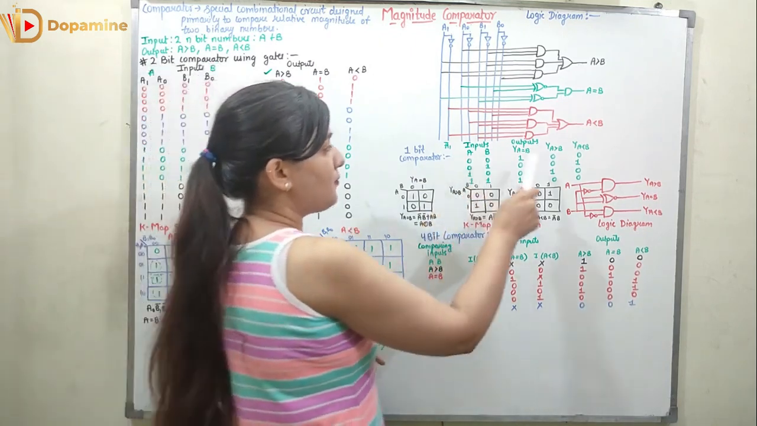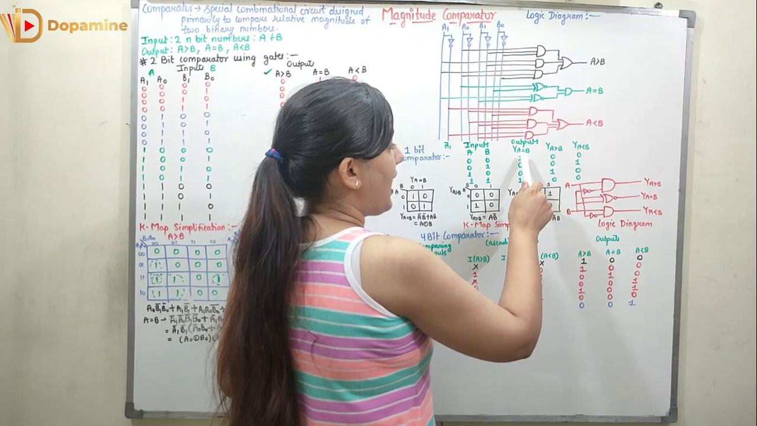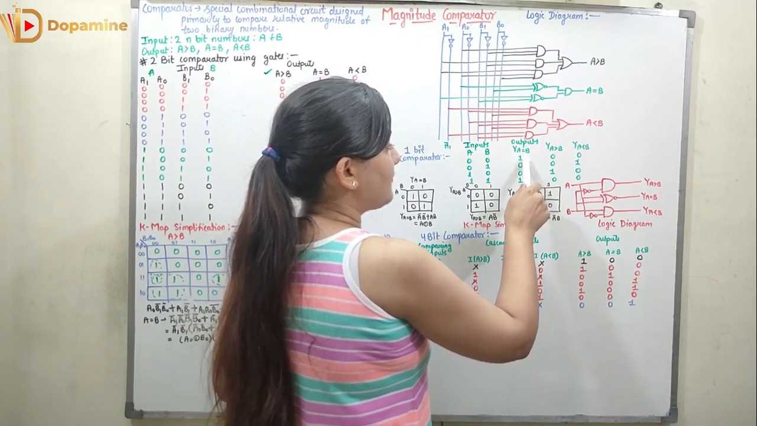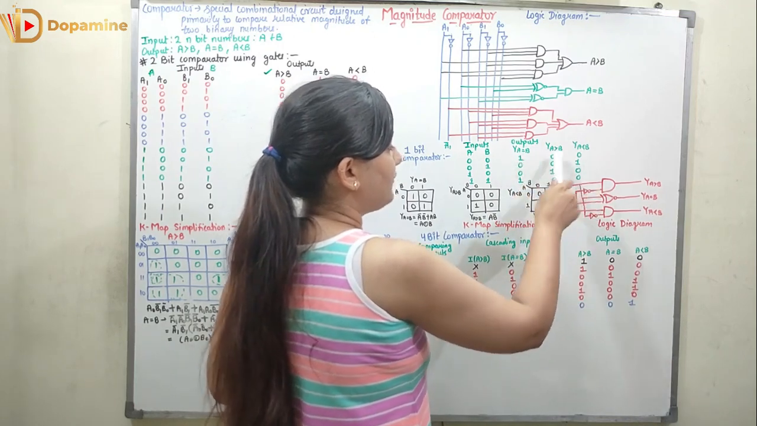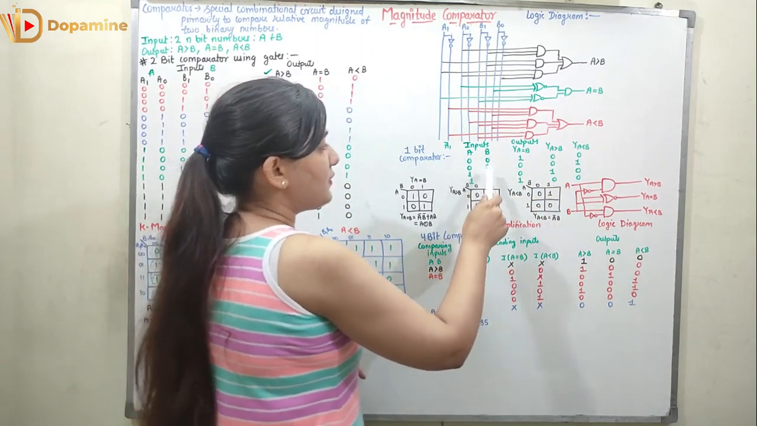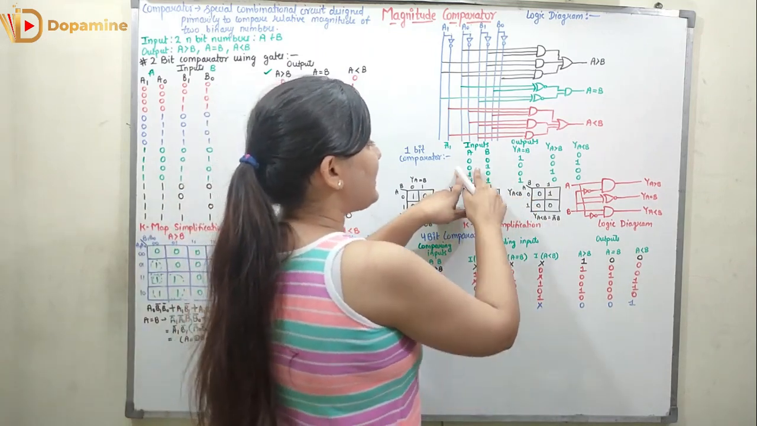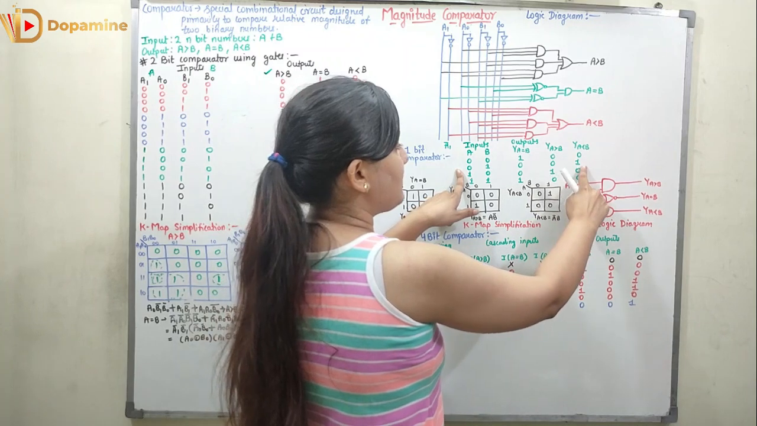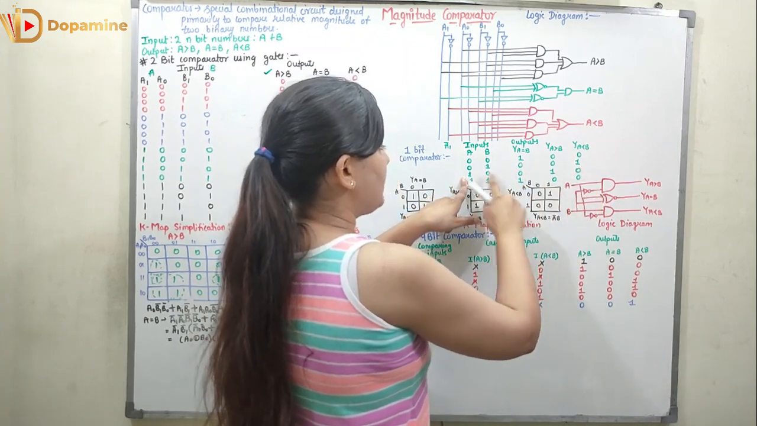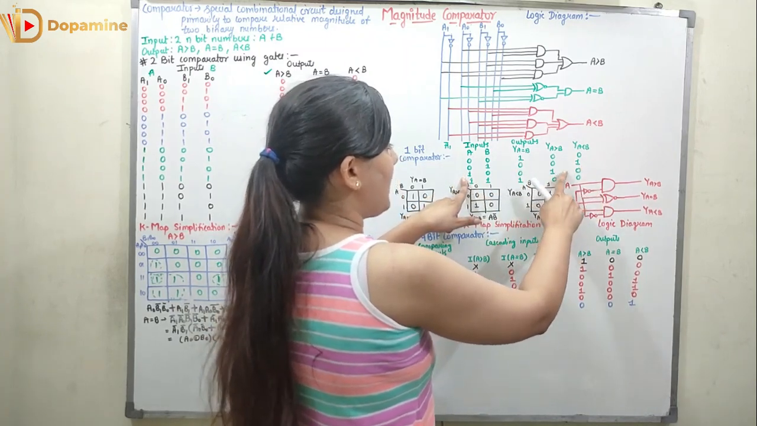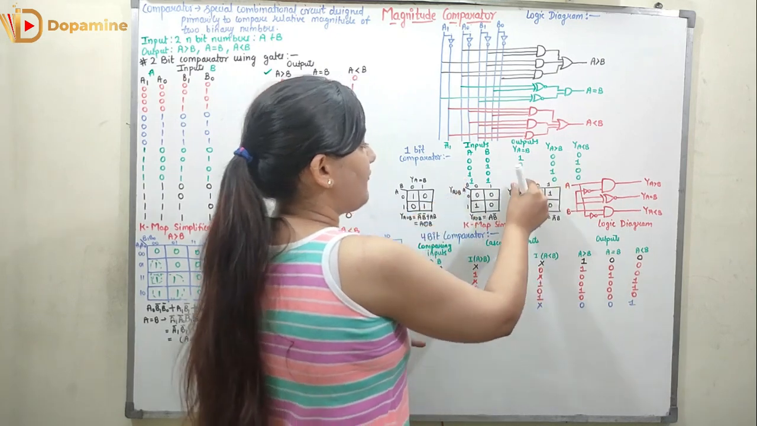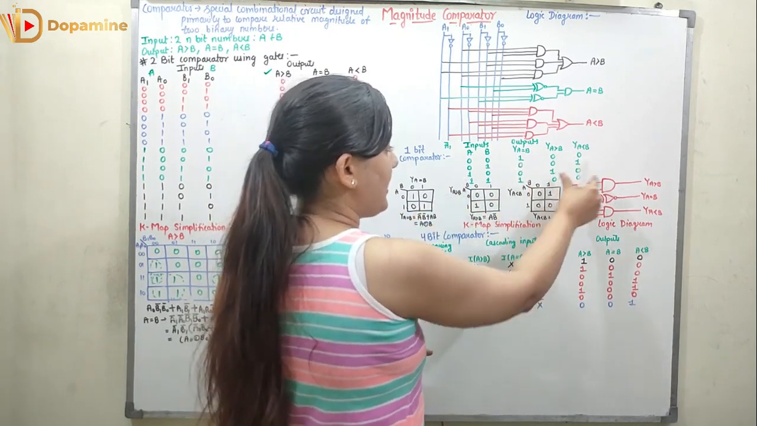So when we have 0, 0, both are equal. So we have high output as Y, A is equal to B, and both of the other outputs are low. For 0, 1, we have A is less than B. So A is less than B is high, other two are low. For 1, 0, A is greater than B is high and other two are low. For 1, 1, Y, A is equal to B is high and other two are low.